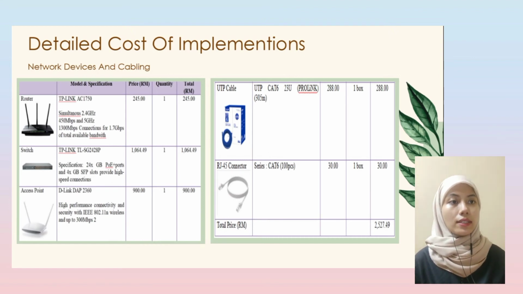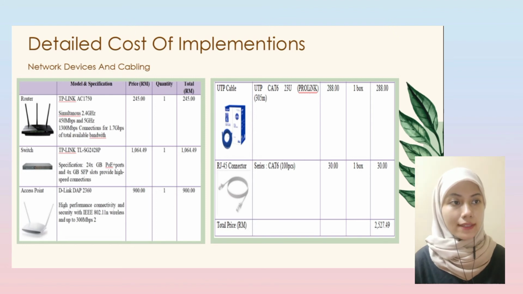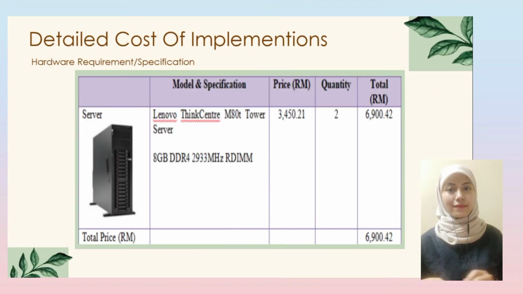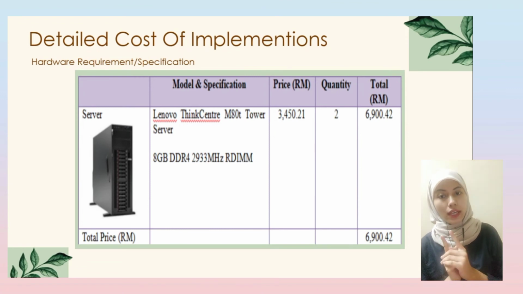For the UTP cable, our team has chosen the UTP Cat6 Pro-Link with a length of 305 meters, and the price is 288 ringgit for one box. And last is the RJ45 connector. We have used Cat6 with 100 pieces, with the price of 13 ringgit for one box. So the total price for network devices and cabling is 2,527.49 ringgit. Next is the cost for hardware requirement or specification.